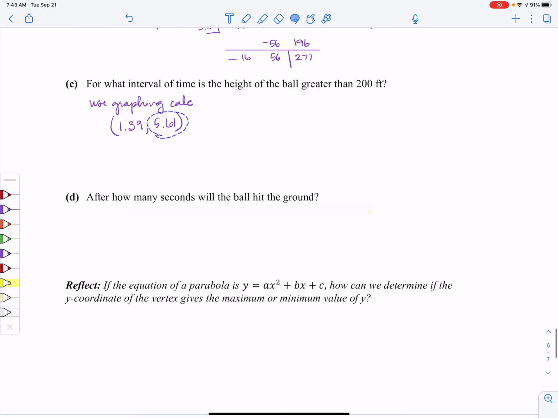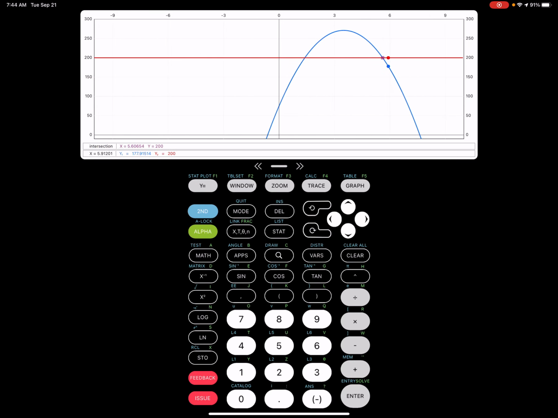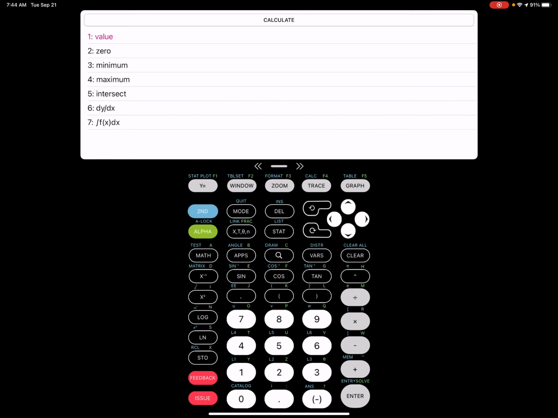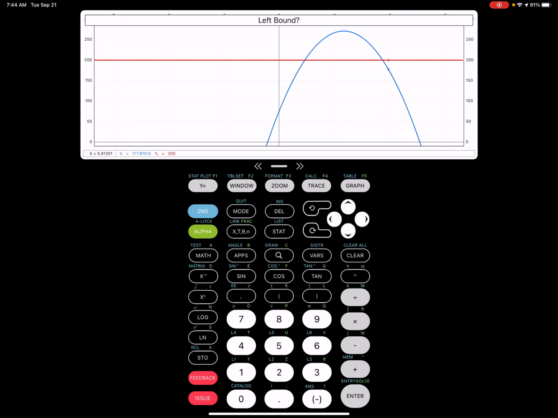The last question that I'm asked, after how many seconds will the ball hit the ground? Well, we understand, okay, so if this is a rough sketch of my graph, the ball's going to hit the ground right here. We need to find a 0. So let's go back to the calculator. And we need to find the 0 that's on the right side. So back to second trace. Go to number 2, 0. Be on the left side, the left bound. And go to the right bound.